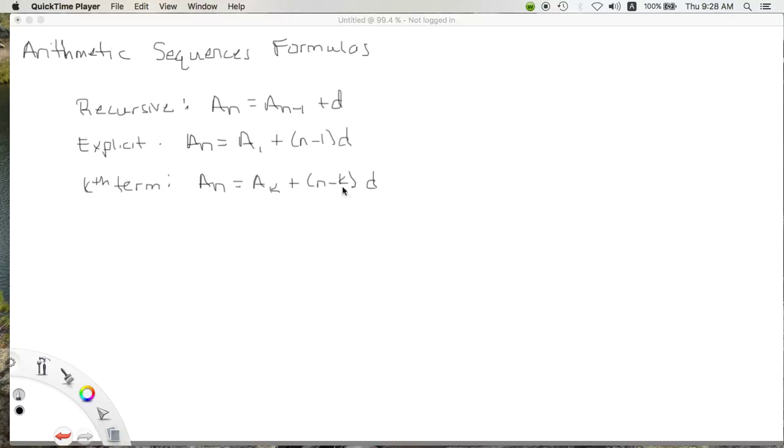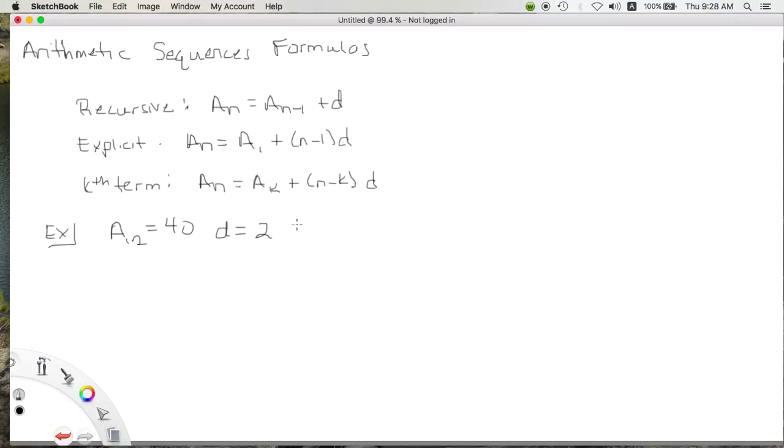This is helpful if you're given a term in the middle of the sequence but you don't know the first term, so that way you can figure out a general term. So let's do a couple of examples with this. For example, if we're given that A12 is 40 and we know the common difference is 2, and we want to write the first 5 terms, the first thing we need to do is find that first term to start with. So what we can do is use this kth term formula to find the first term.